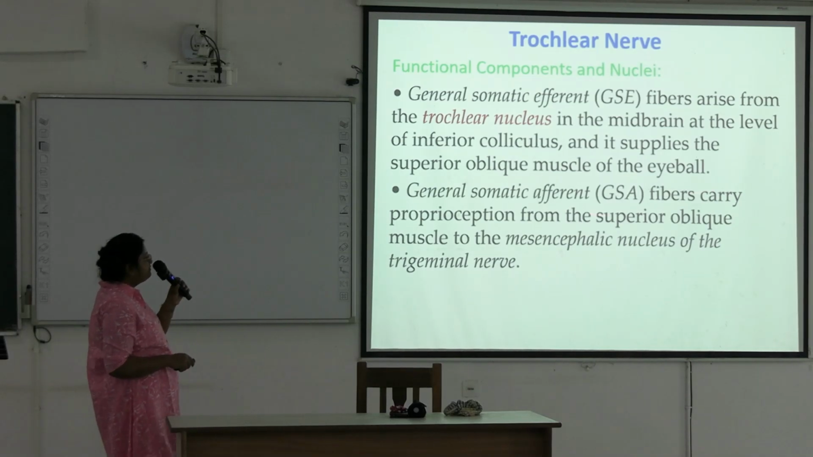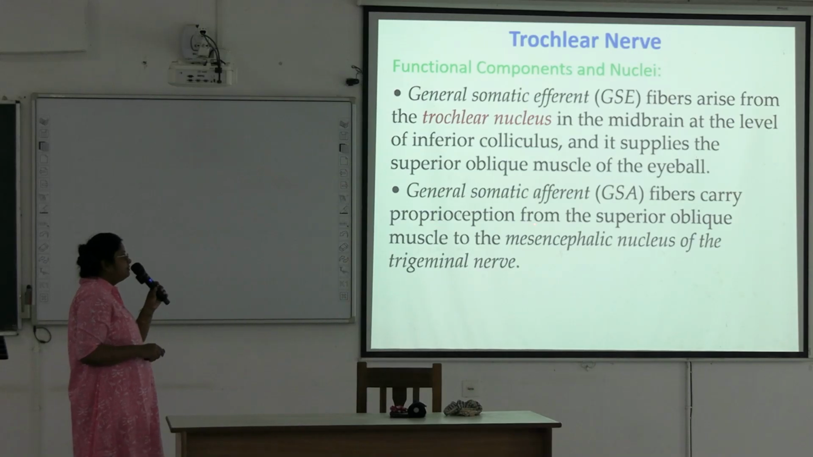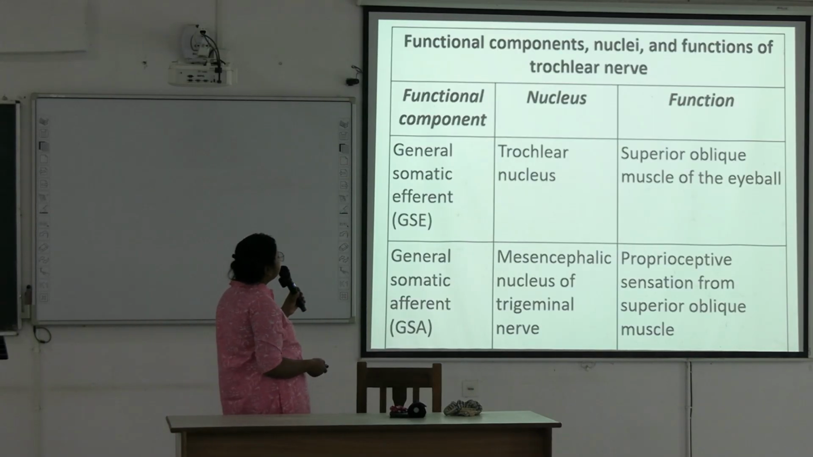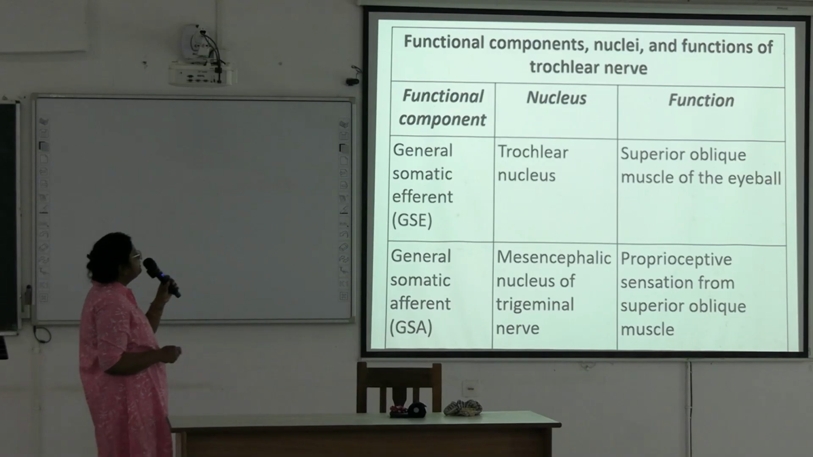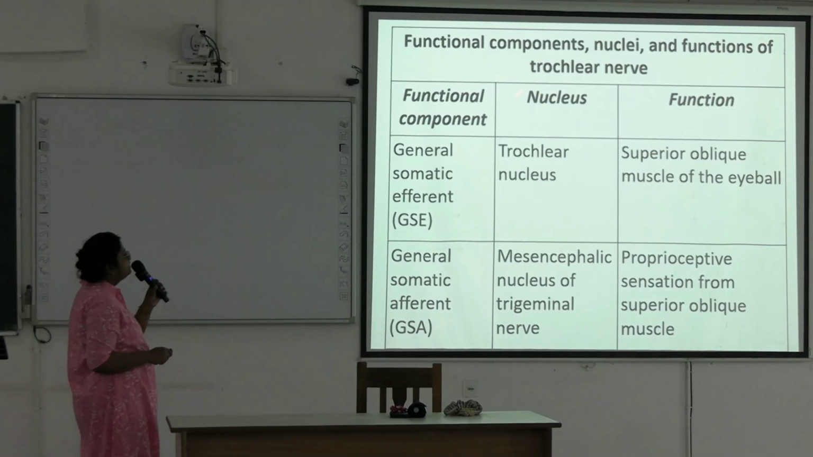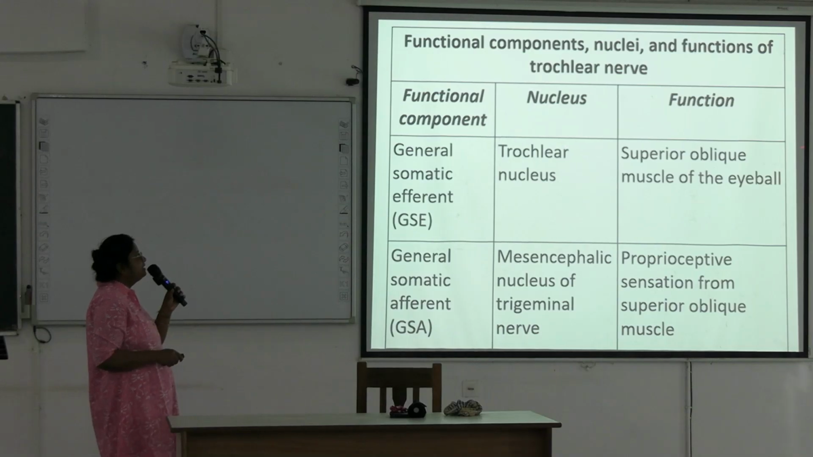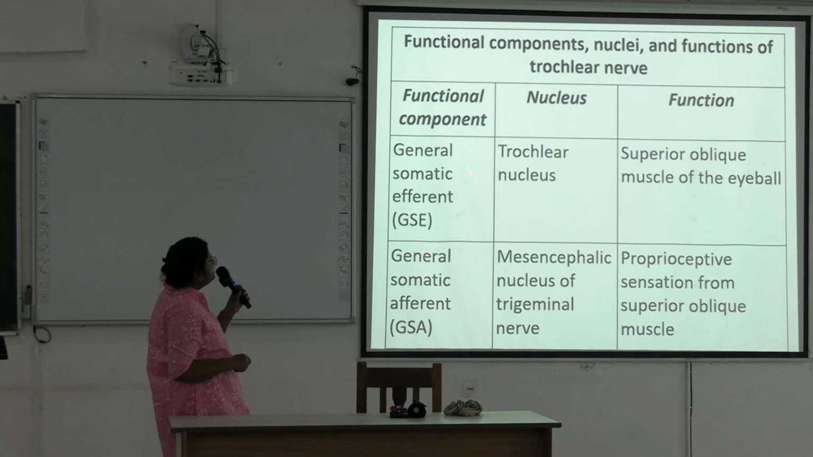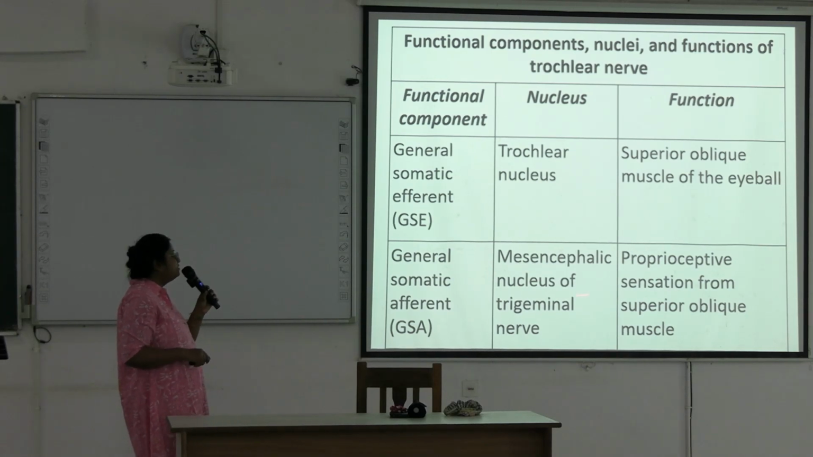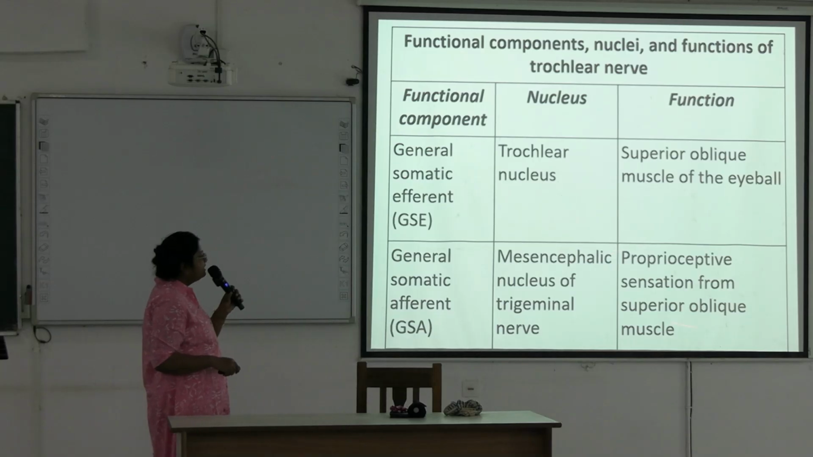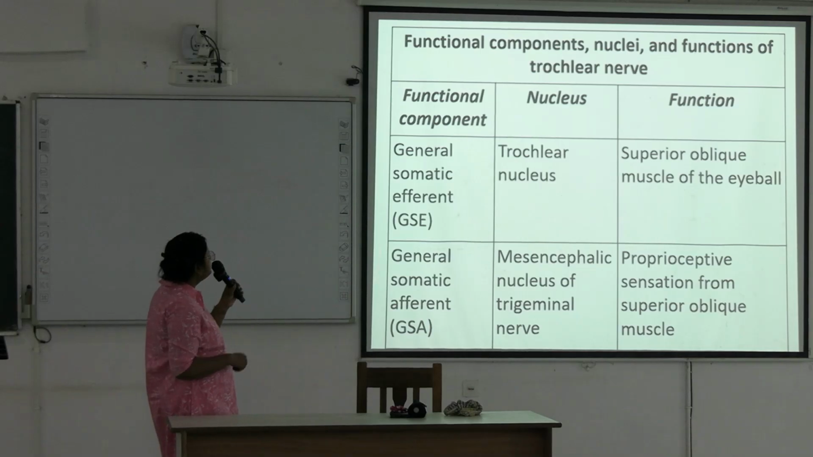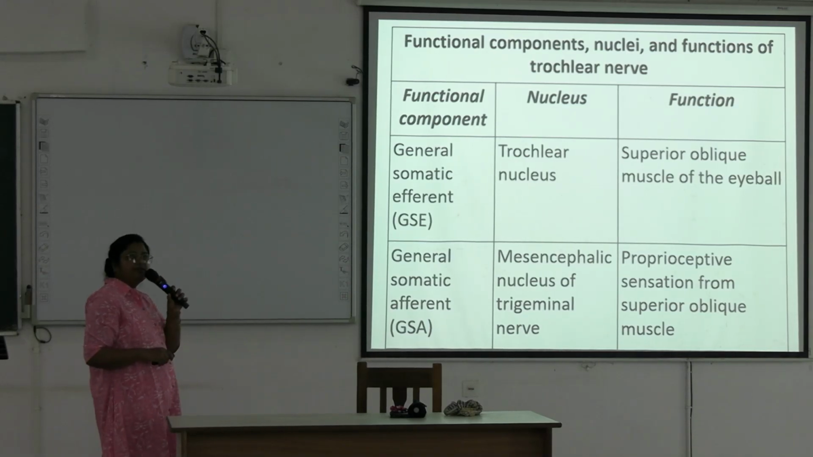Next is general somatic afferent fibers. They carry proprioception from the superior oblique muscle to the mesencephalic nucleus of the trigeminal nerve. So these are the two components. General somatic efferent component, nucleus is a trochlear nucleus, function is superior oblique muscle of the eyeball. And general somatic afferent component involves mesencephalic nucleus of trigeminal nerve, and it carries the proprioception sensation from the superior oblique muscle. So these are the two components of the trochlear nerve.